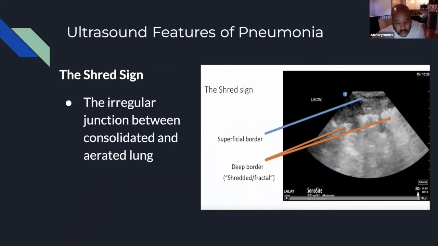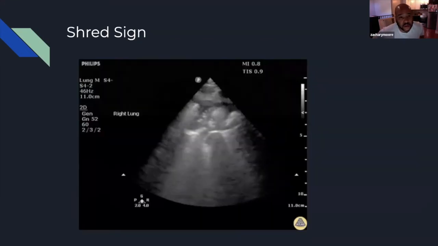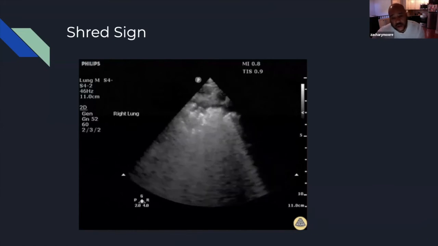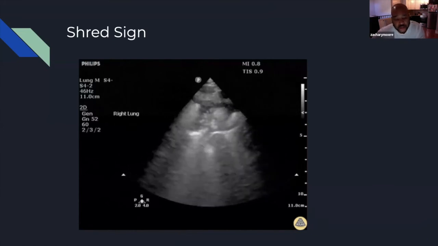Basically, it's just the irregular junction between a consolidated and aerated lung. So if there's a lobar consolidation, the borders of the consolidated areas would be linear and well-defined, while as you go around the pleural surface, a little deeper, the borders usually demonstrate an irregular surface with the underlying aerated lung. So basically just an irregular consolidation with an air interface. If you look on the right, you can see the superficial border on the top, and then the deep border with the shredded, the shred sign. And then here is just a live video displaying the shred sign.